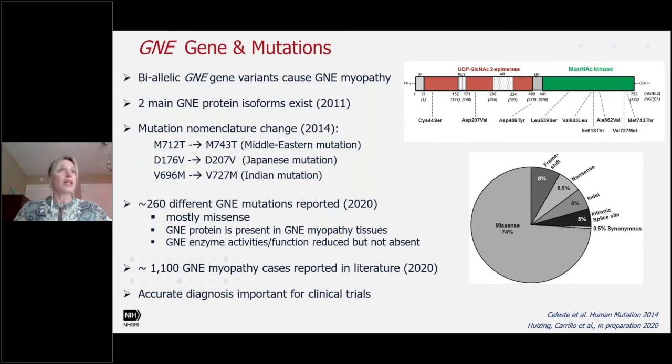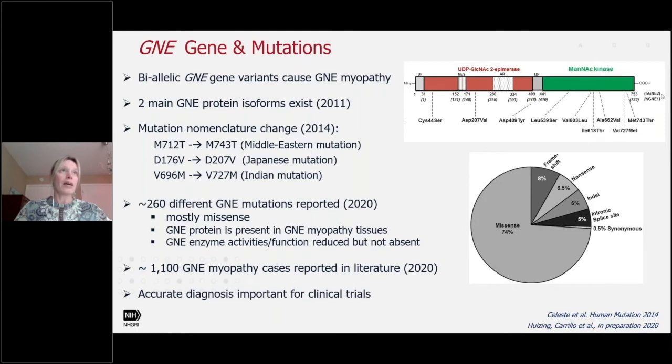When the GNE gene was identified, there was only the GNE1 protein known, and many patients who had been genetically tested between 2001 and 2014 have mutation results that are according to the so-called GNE1 nomenclature.